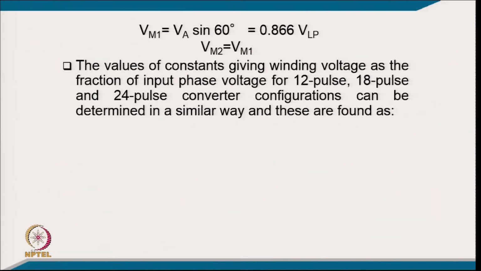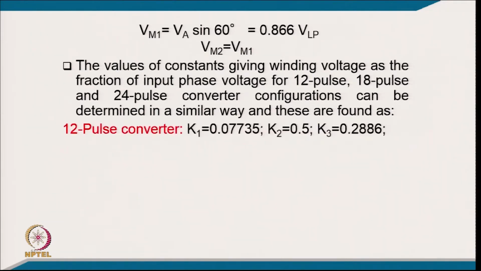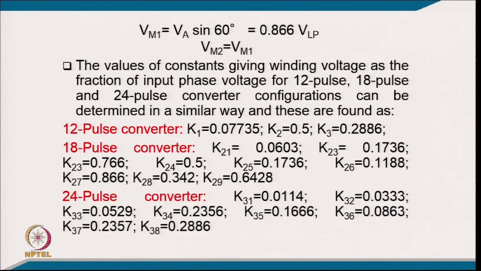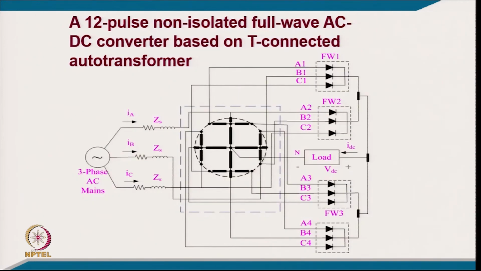The values of the constants giving the winding voltage as a fraction of the input voltage for 12 pulse, 18 pulse and 24 pulse converter configurations can be determined in a similar way. For a 12 pulse converter you need to convert 3 phase to 12 phase, for 18 pulse you have to convert 3 phase to 18 phase, and for 24 pulse you have to convert 3 phase into 24 phase. These are the constants you require for the 12 pulse converter, which we have used in the winding configuration. Similarly, for 18 pulse these are the constants for the winding design, and for 24 pulse these are the typical constants. And you can see how the connection looks for 12 pulse.